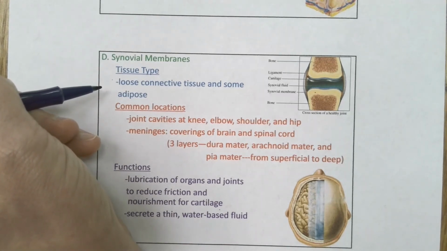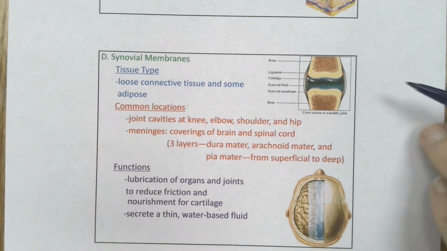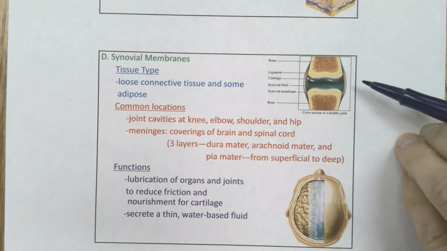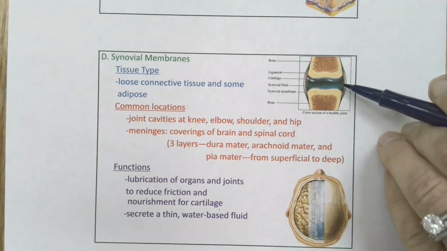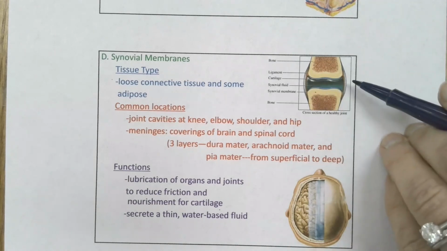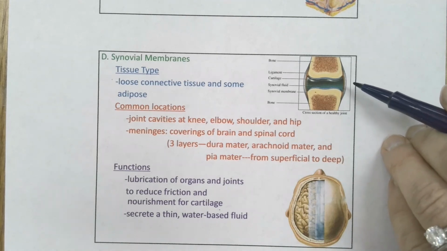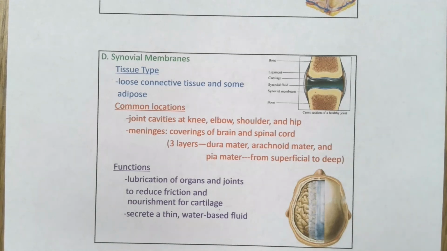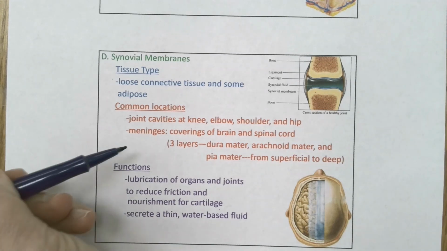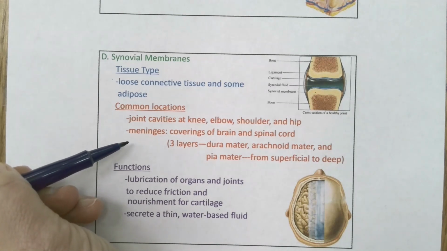So it's loose or areolar connective tissue and then some adipose. As far as locations, at joint cavities, between the ends of long bones. So you'd have serous fluid in the middle of that cavity, and then it's lined with loose connective tissue and adipose. At the knee, the elbow, the shoulder, and the hip specifically are being mentioned there, but essentially at the ends of all your long bones where they meet. And then the meningeal layers cover the brain and the spinal cord.